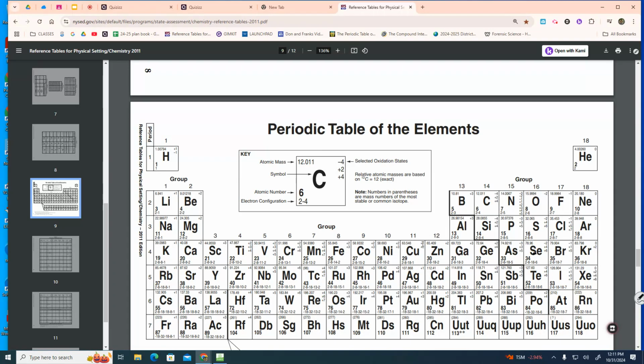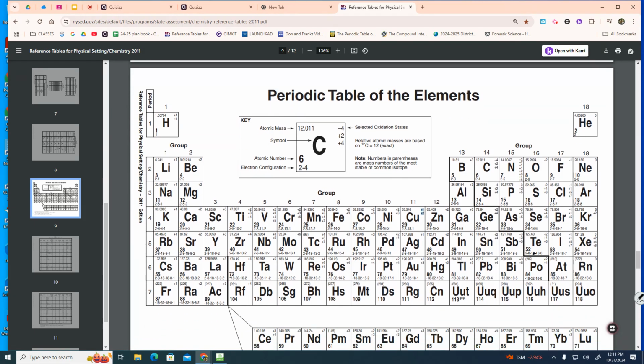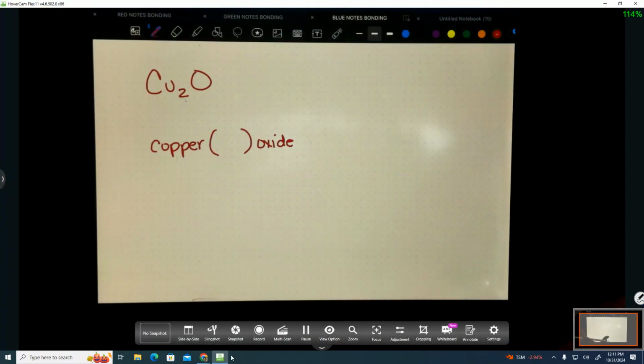Now, we're going to go to our reference tables, our periodic table. We're going to look at copper. Does it have multiple choices? Does it have more than one copper? Yes, we have a copper 1 and we have a copper 2. So because there are multiples there, we're going to put parentheses and we're going to say to ourselves, which of those coppers was used to make this Cu2O? Okay?